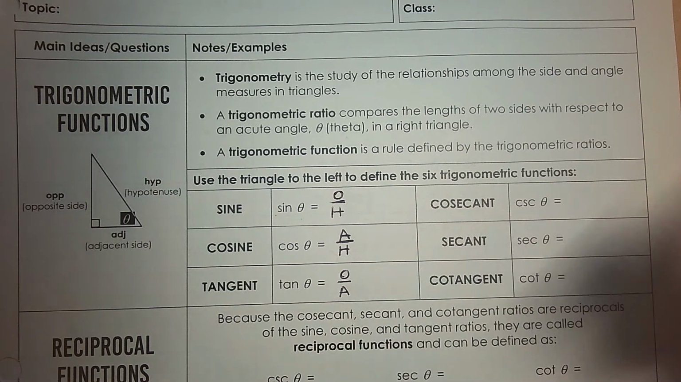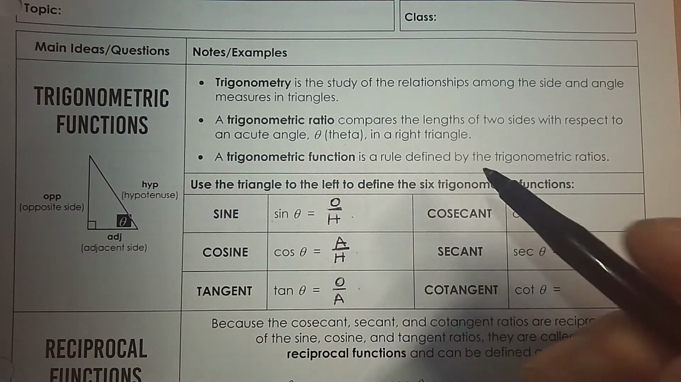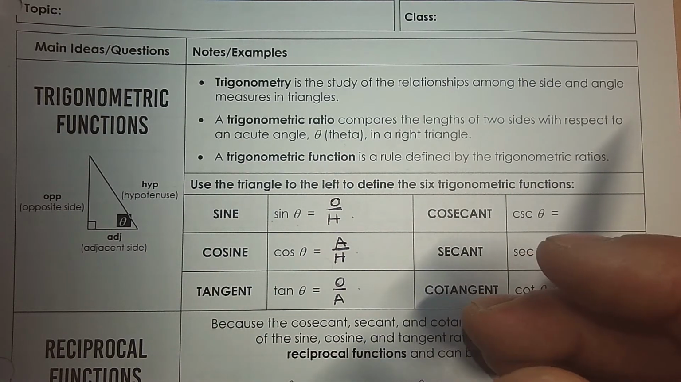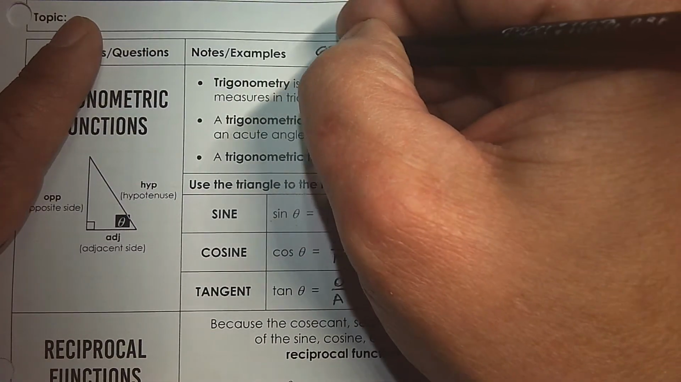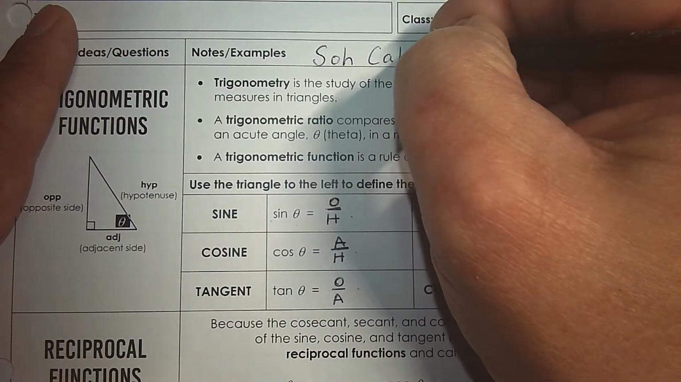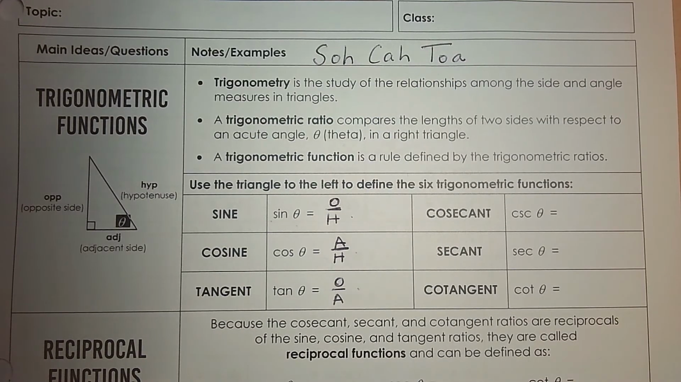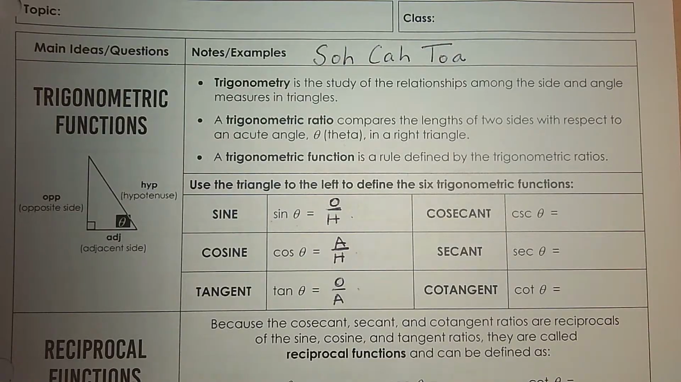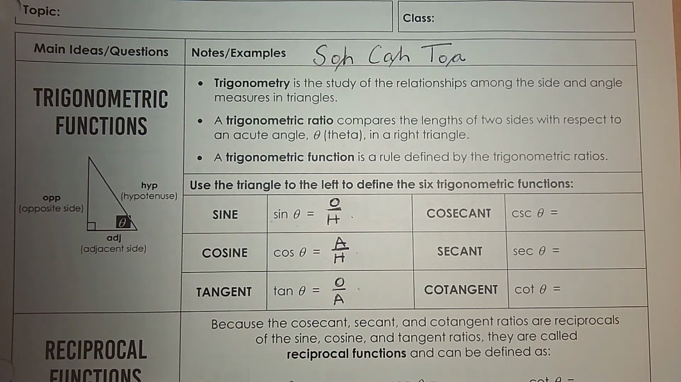And what you're going to write down to remember these three, right? Because right now they're brand new. You need a little help to remember the definitions by memory. And this is what you're going to say: SOH, CAH, TOA. So how are you going to remember? SOH CAH TOA.